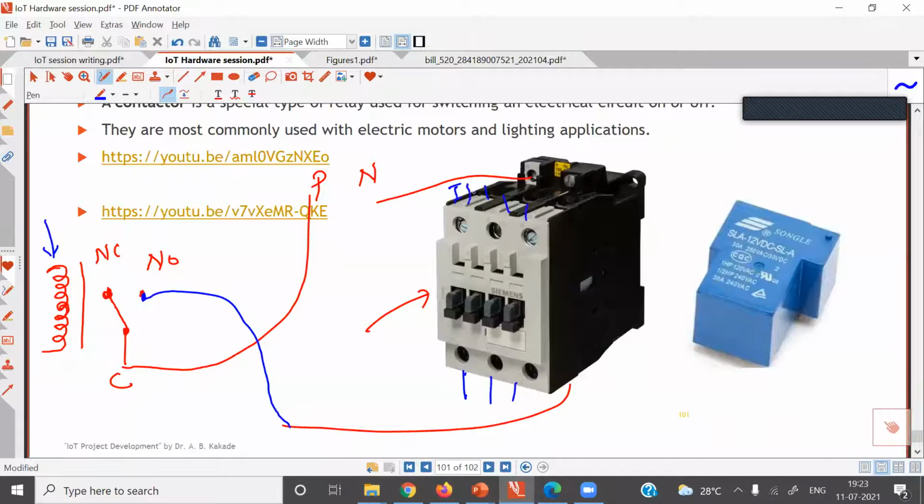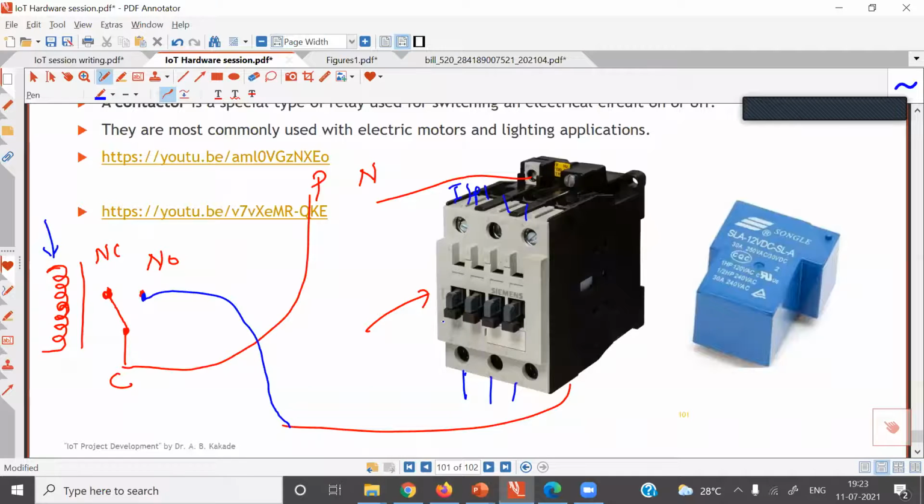So this is the input side. If you want to control a three-phase load, then you connect RYB on the input side, and then you will get RYB on the output side. So when this contactor is switched on, this input will get connected to output, and your device will get switched on. This three-phase contactor you can also use for controlling a single phase.